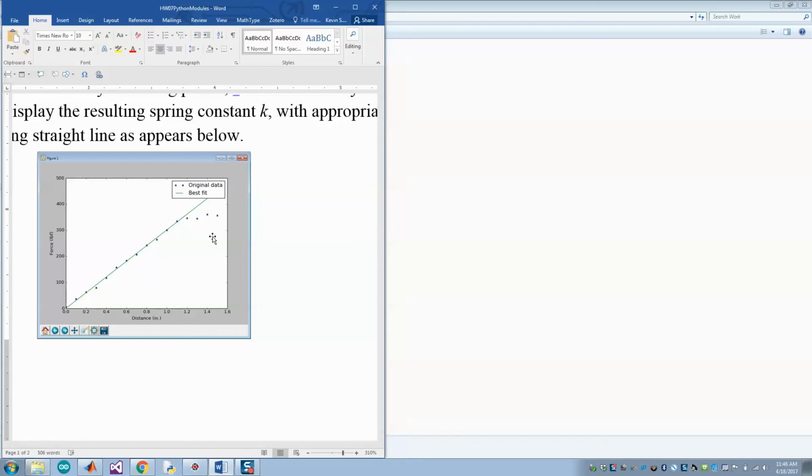And it's at that point that you're going to go ahead and plot the green line that is the curve fit that is only for the linear region. Okay? So that's the idea behind the problem.